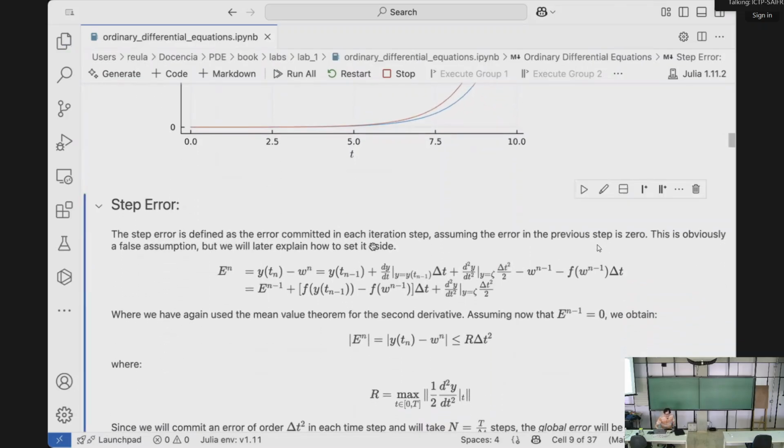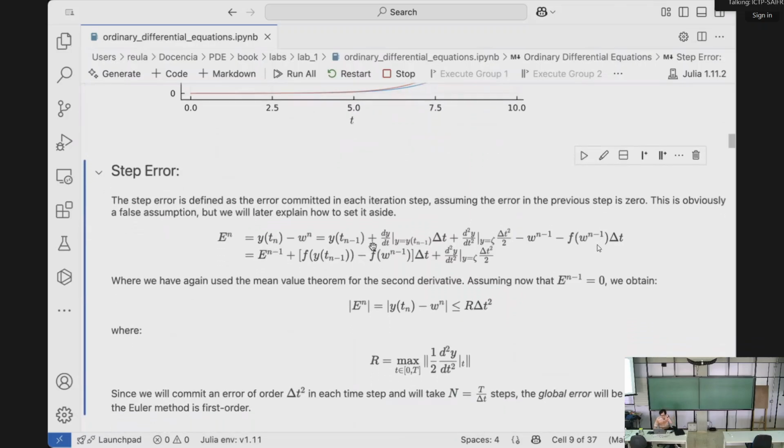So what we can do also is try to analyze the error that we are making in each step, right? So let's assume that up to a certain point, Euler method has worked perfectly and the solution is exact. And now I do a new step in time. Okay, how is the dependence of the error that I have in the solution in the new time step with respect to the time step that I am using, right?